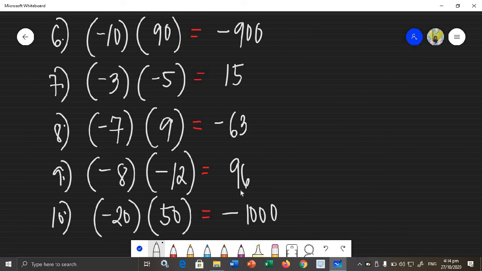So that's all. Please remember just the two rules. If the given have the same signs, whether both positive or both negative, then the product is positive. But if the given have different signs, let's say positive and negative, or negative and positive, then the product of those integers will be negative.